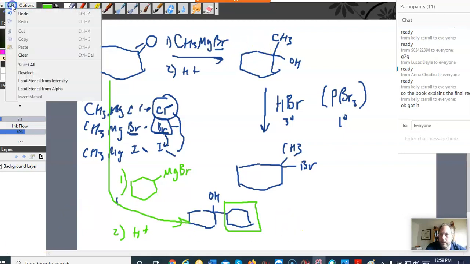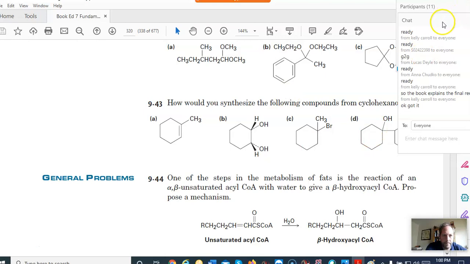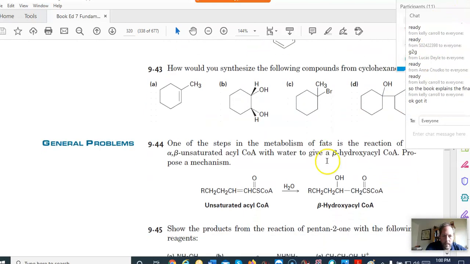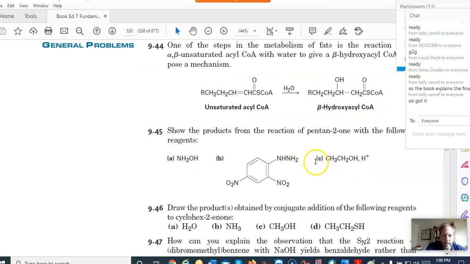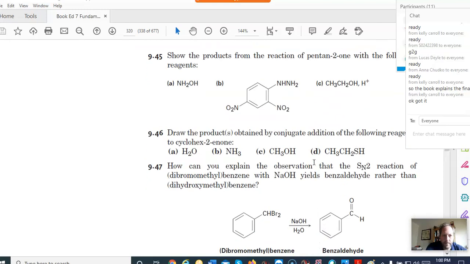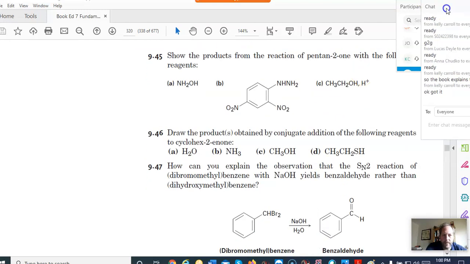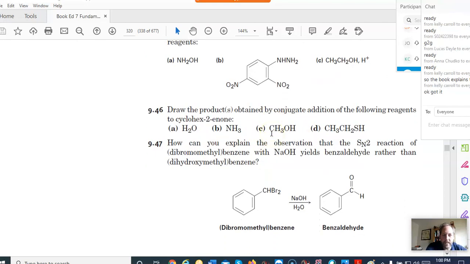All right. All right, good. Let's see what else there is. Show the products of the reaction with the following reagents. Oh, yeah, let's do this one. This is a good one. 46.